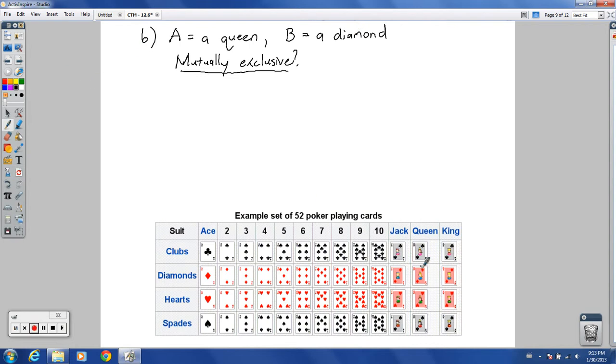Well, sure. Right here is the queen of diamonds. That can happen. So is it possible that these can both happen at the same time? Yes, this one is possible. So are they mutually exclusive? No, they are not mutually exclusive. They can occur at the same time. So this one, you would say no. You could draw the queen of diamonds.